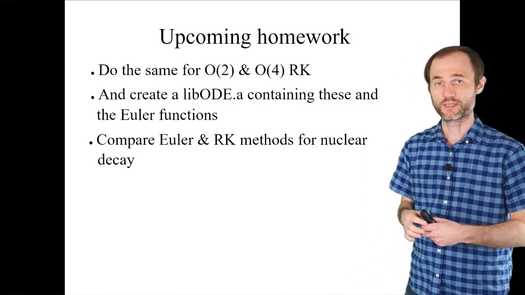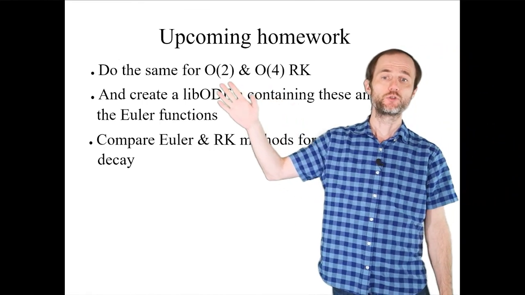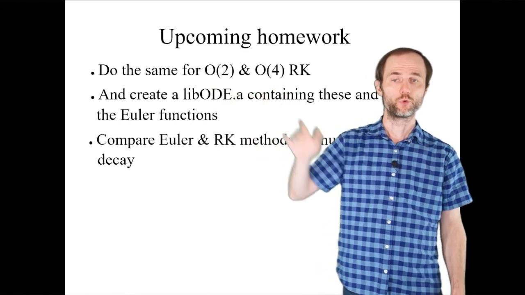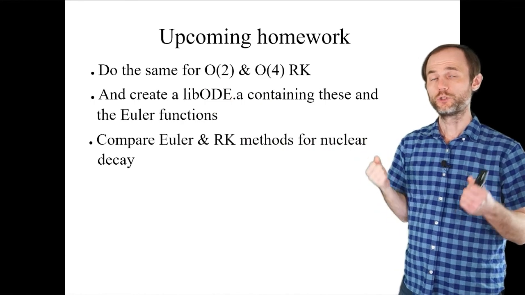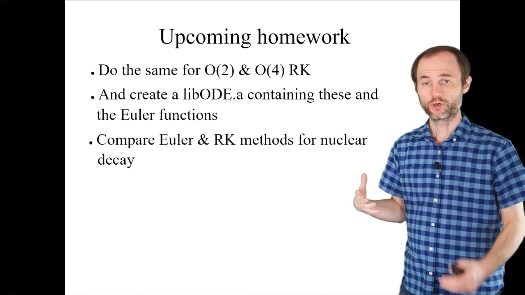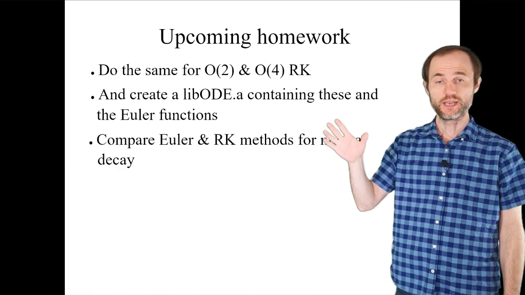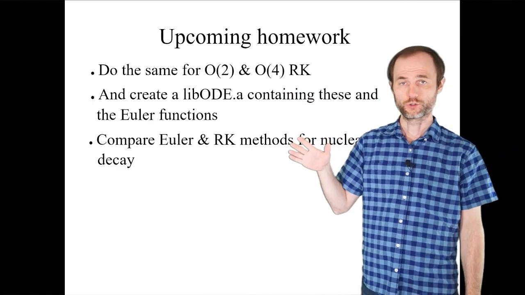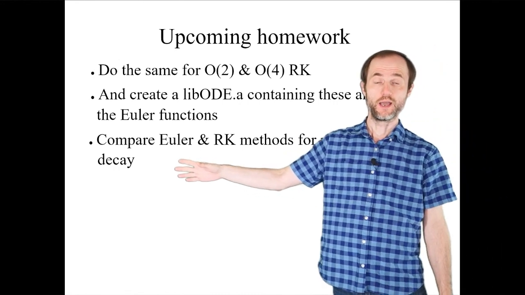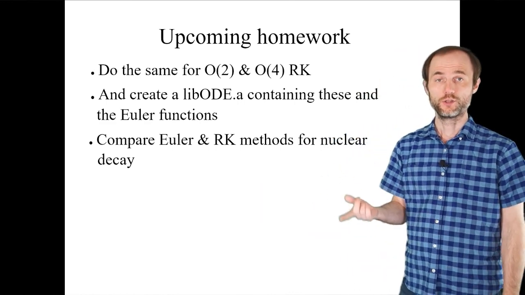So the homework that's coming up, that will be homework 3, is going to ask you to do the same thing using Runge-Kutta of second and fourth order. Not only will you do that, you will also wrap up your solver into a library that we will call libod, that will contain not only these but also the Euler Solver. And then what you're going to do as well is compare the performance of Euler and Runge-Kutta solvers for the problem of nuclear decay.